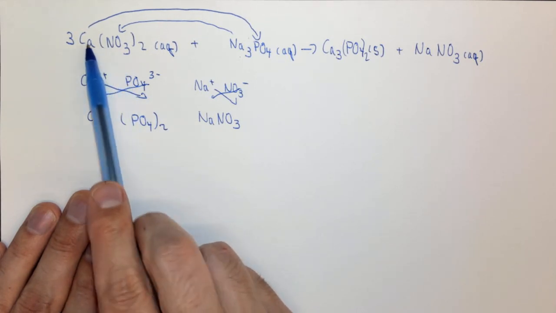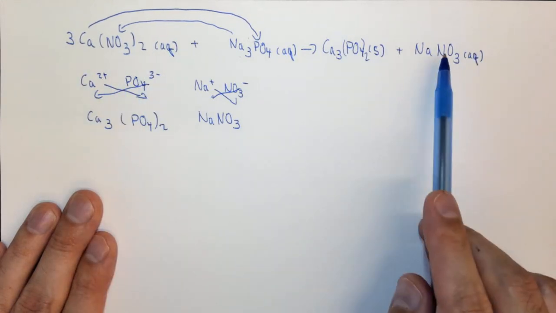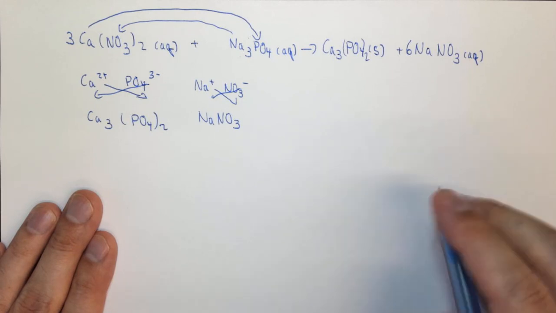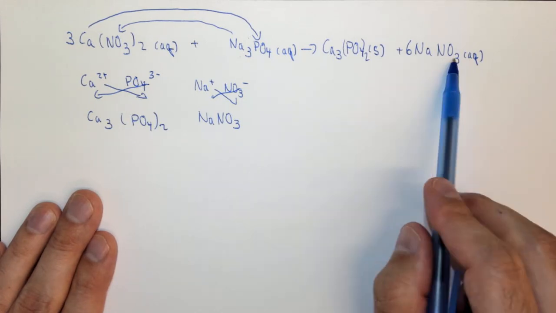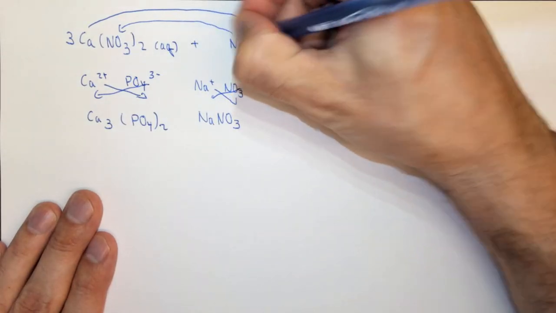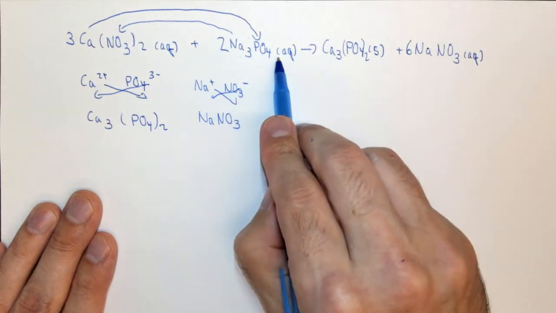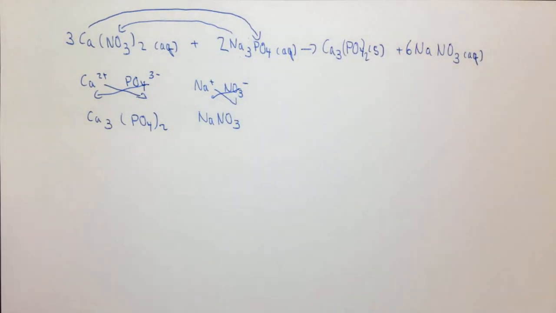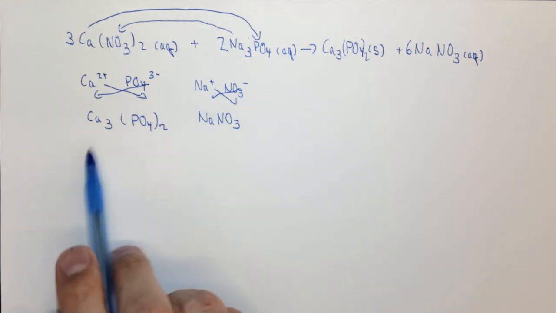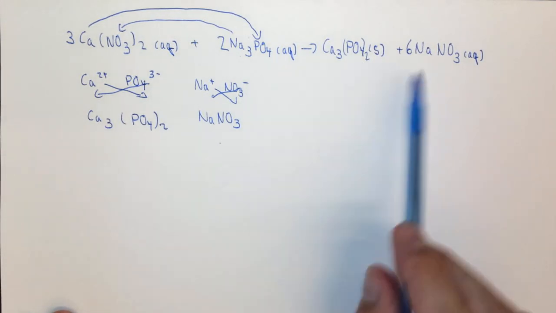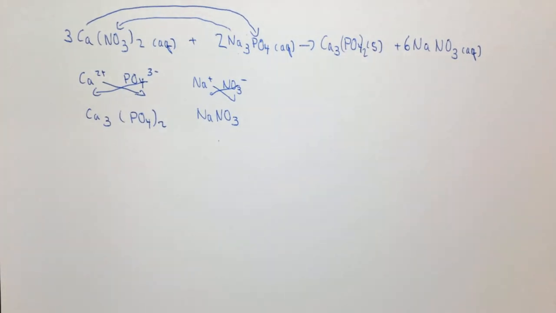So there are 3 times 2 nitrates, so that means I need 6 nitrates over here. In order to get 6 nitrates, I need 6 sodiums. There's 3 in each, so I need 2 of these. That gives me 2 phosphates and 2 phosphates, and now I have a balanced chemical equation. So first, I found the products. I made sure that one of them was insoluble before I found them, and then I balanced the chemical equation.